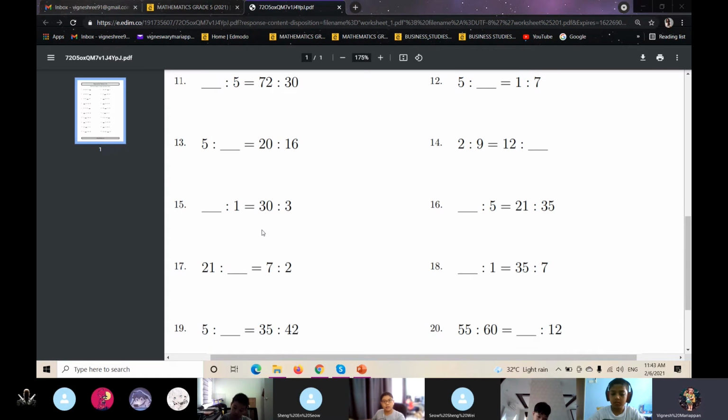I think all your friends already explained how to find the missing answer for this ratio. Okay. Why don't you just try question number 15 here? How to find the missing number here? Ashriel, can? Number 15.